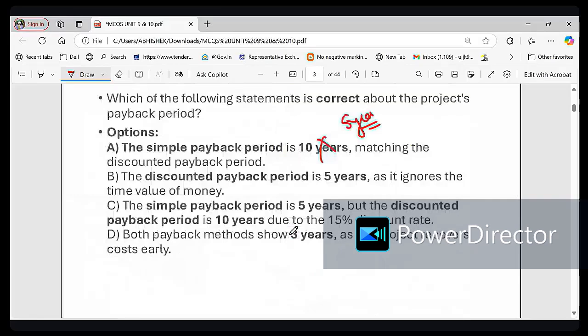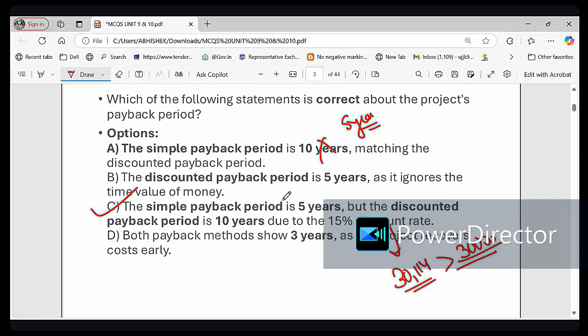So the correct answer to this question is option C. After the 10th year, the cumulative PV is 30,114, which exceeds the 30,000 initial investment. So it takes about 10 years to fully recover the amount. Exactly, it is not 10 years, it is 10 point something, but we can call it 10 years. So the simple payback period is 5 years and the discounted payback is 10 years.